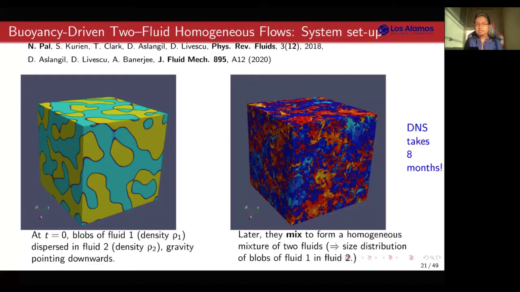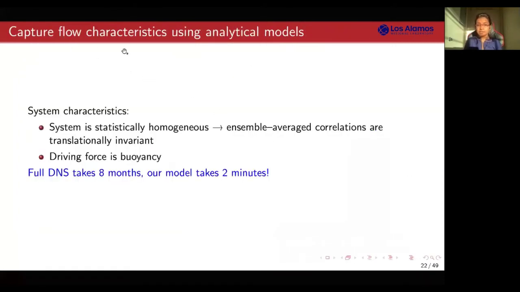So the question we are asking is, can we have an analytical model which will capture the turbulence dynamics, but with a much lesser computational cost? So that is what we are going to do. We want to capture the flow characteristics using efficient analytical models. So to reiterate, the system is statistically homogeneous. That is, it is translationally invariant, you can say, and the driving force is buoyancy. And as a note, the full DNS takes 8 months, but our model takes only 2 minutes, and it captures the essential turbulence dynamics of the system.